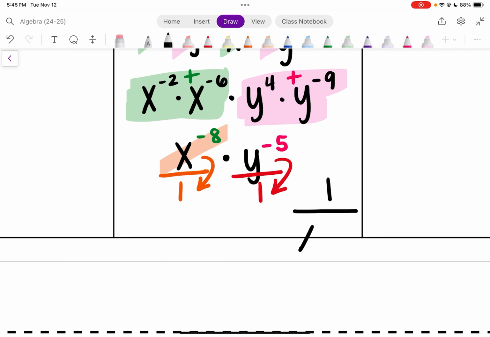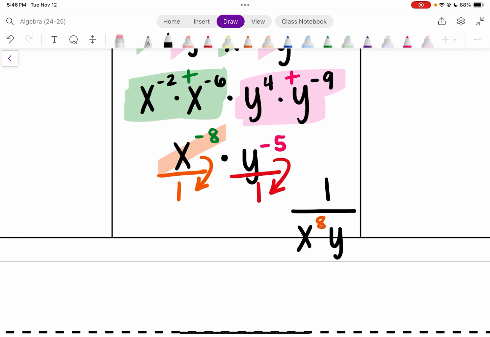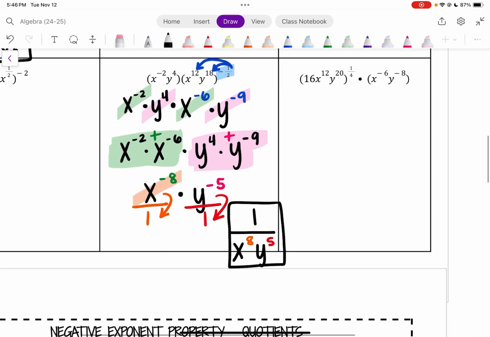So our final answer is x to the 8th and y to the +5. Because we moved them, they are now happy as can be. Okay? So being extra careful about that example.